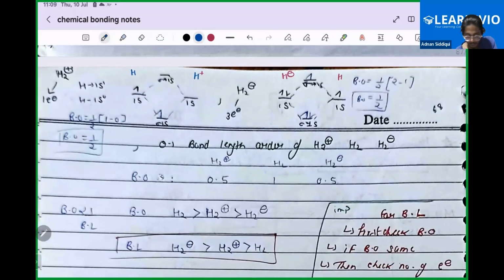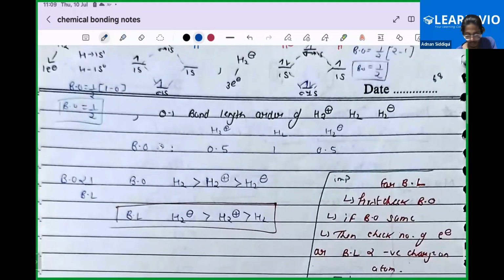So this is your bond order. Bond order is directly proportional to bond strength. We can say that bond order 1 is greater than 0.5. So the bond which is stronger is H2, because it has bond order 1. Then it is going to be H2 plus. Then it is going to be H2 negative.